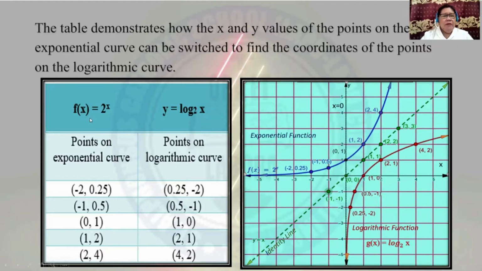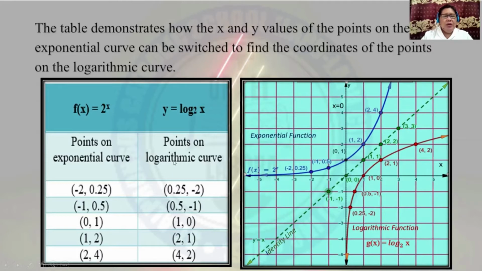The given exponential function is f of x is equal to 2 raised to x. And the given logarithmic function is y is equal to the log of x to the base 2. And here are the points on the exponential curve. We have the point with coordinates -2 and 0.25, and the point with coordinates -1, 0.5. Then we have the point with coordinates 0, 1, then 1 and 2, and the point with coordinates 2, 4.